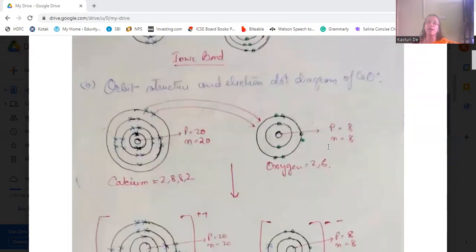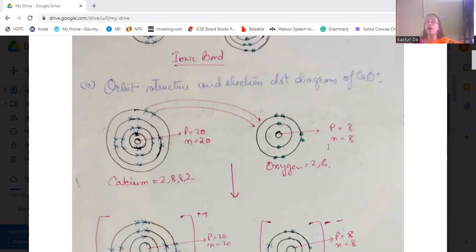Next is calcium oxide. Calcium has an atomic number of 20, so its electronic configuration will be 2, 8, 8, and 2. So it will have 2 valence electrons. Oxygen has an atomic number of 8, which means 2 and 6 will be its electronic configuration. That means it is deficient of 2 valence electrons to complete its octet. Therefore, it will accept the 2 electrons from calcium, and calcium will give away its 2 electrons.